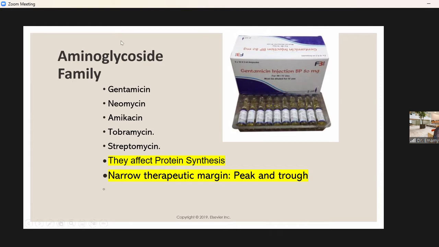Aminoglycosides, again, block protein formation. What is the mechanism of action of aminoglycosides like gentamicin and streptomycin? They block protein synthesis in bacteria. Aminoglycosides cannot be absorbed via the GI tract, so you give them either via IV or IM injection.